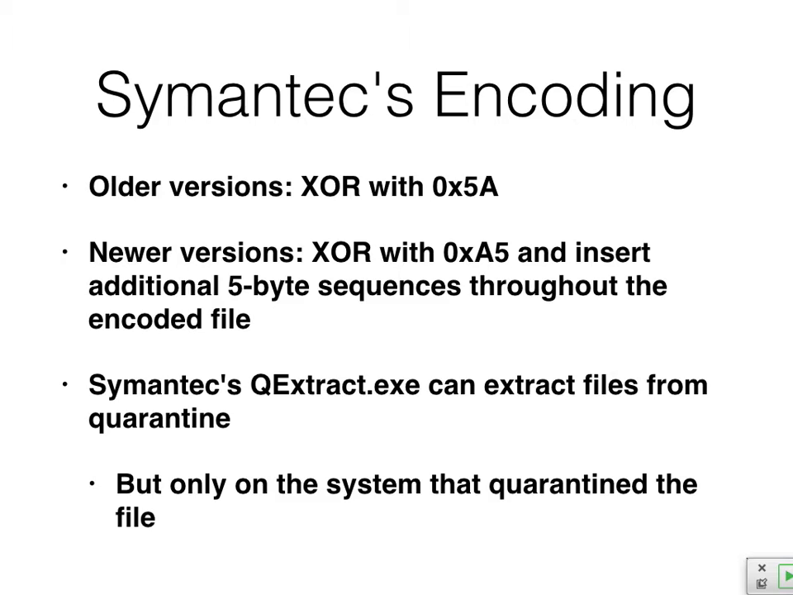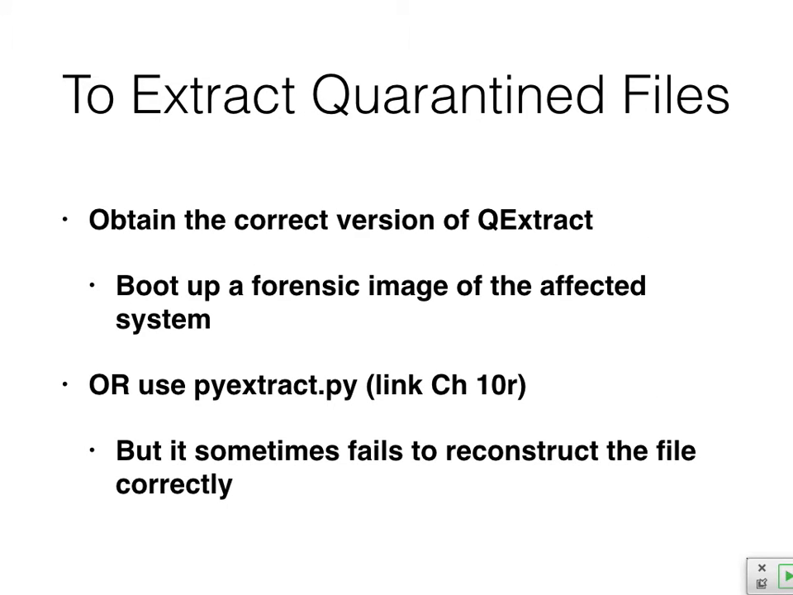So there's a tool they give you that will extract files from quarantine, but you can only run it on the system that it was quarantined on. You cannot take a forensic image or copy it to the central server and extract it there, which is kind of screwy, but that's the way it is. So if you want to extract a quarantine file and you have a forensic image, an image of the whole drive, you can stick it in a virtual machine, mount it as a drive, and run it. This is a trick you often have to do in forensics.